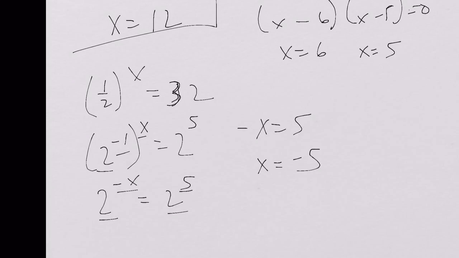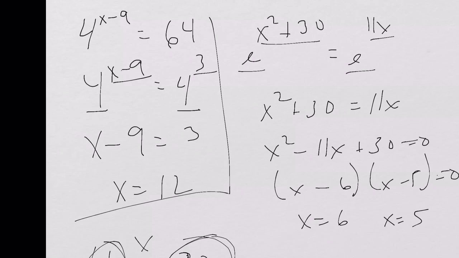So when you're doing these, you just have to be able to manipulate your numbers a little bit. This one had a negative exponent. That one had just a number we had to figure out. Same thing with this one.